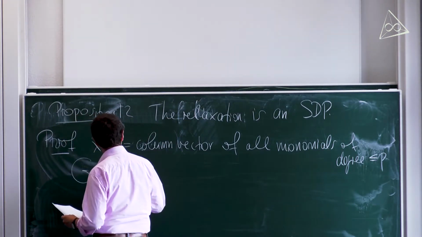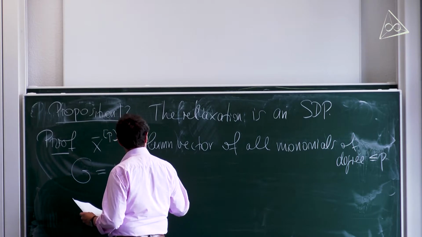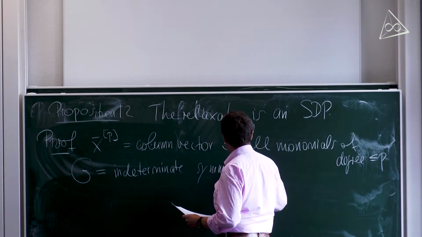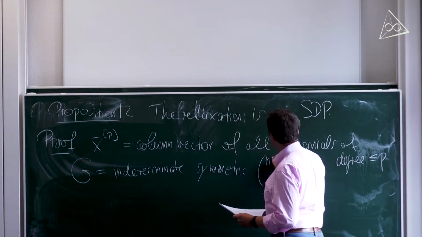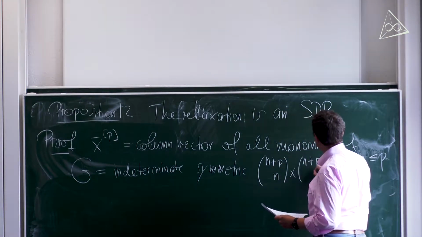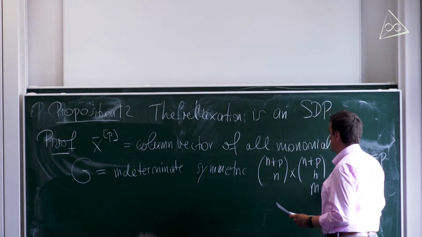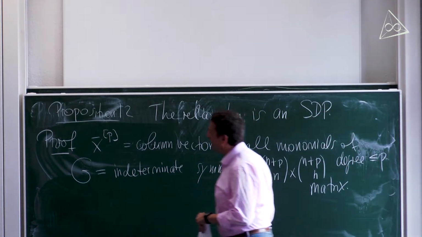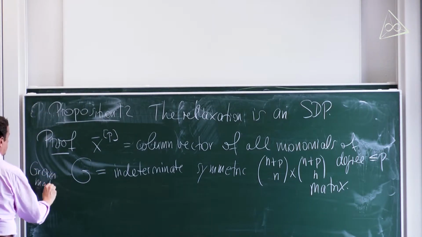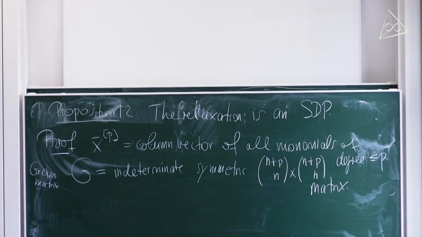Now G is an indeterminate symmetric matrix of that size. So it's an n plus p choose n by n plus p choose n symmetric matrix. This is called the Gram matrix. So if you're going to Google, this is called the Gram matrix. Okay? It's a matrix of unknowns. So I have this column vector, and then I have a matrix of the same size, symmetric, with unknown entries.